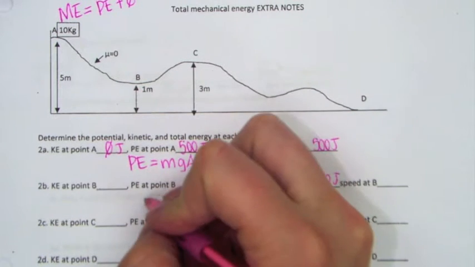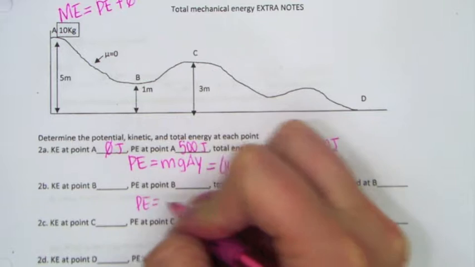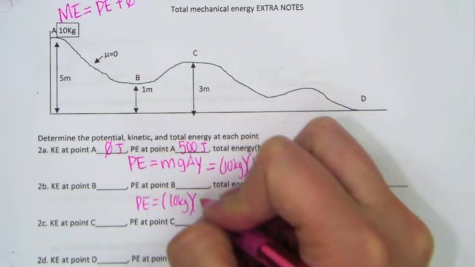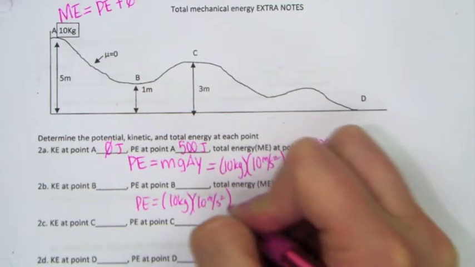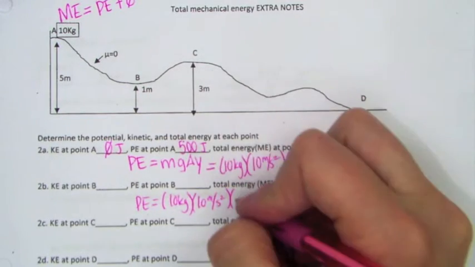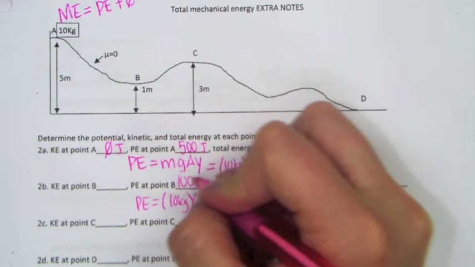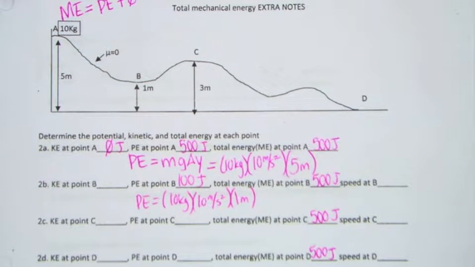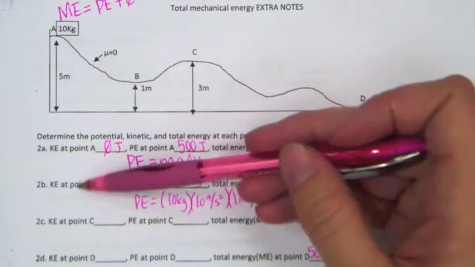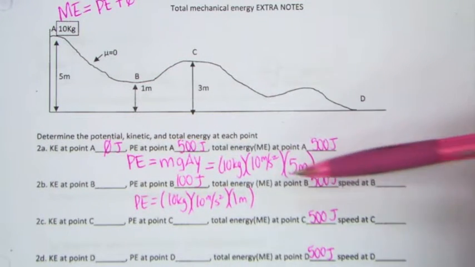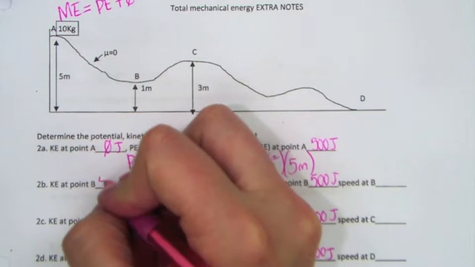At B, you're multiplying 10 times 10 times the height at B, which is 1 meter. So you have 100 joules of potential energy. Since we know the sum of kinetic and potential has to be 500, we know that the kinetic has to be 400.